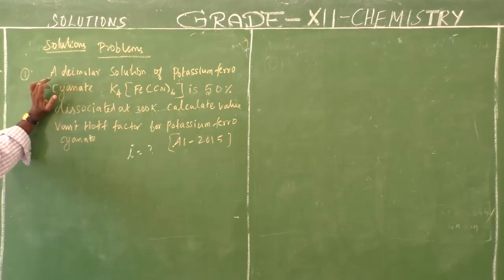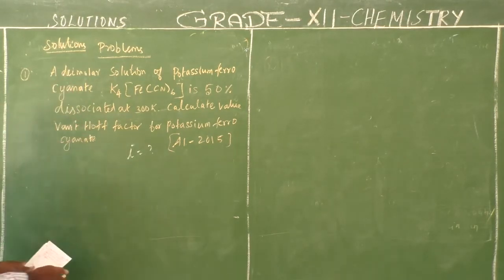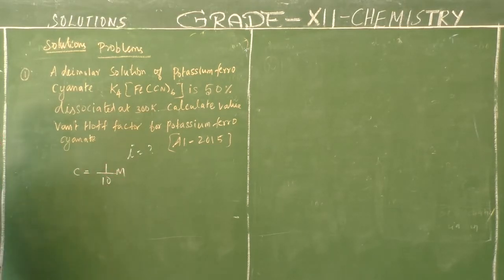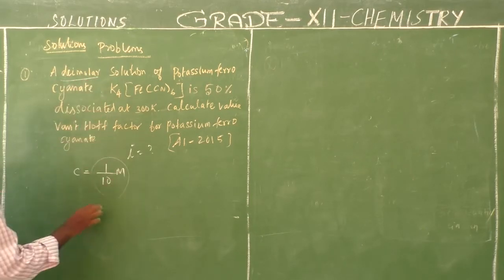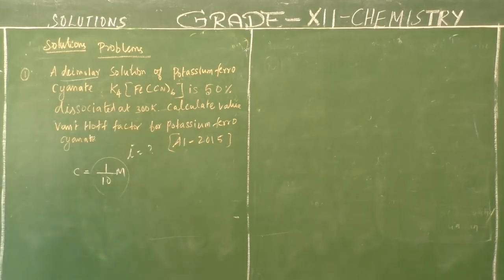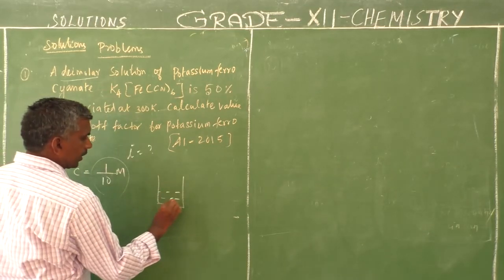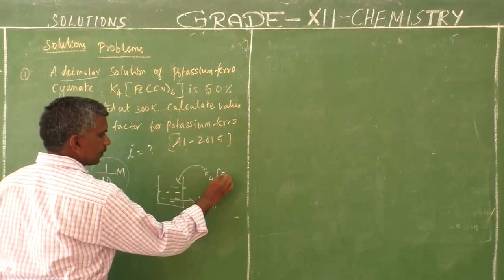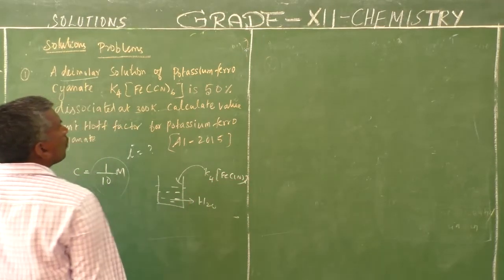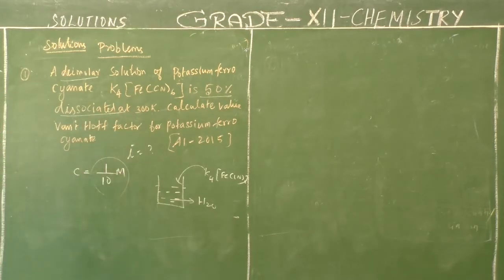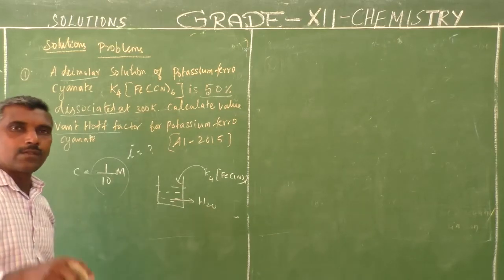Now the answer. First I will repeat the question. A decimolar solution. Decimolar means what? This is the molarity, the concentration. Deci means a decimolarity of solution of potassium ferrocyanide. You take water and add potassium ferrocyanide. It is 50% dissociated. Calculate the van't Hoff factor. What is the value of I?